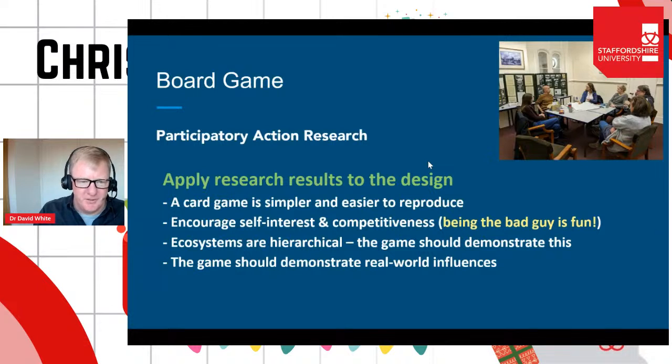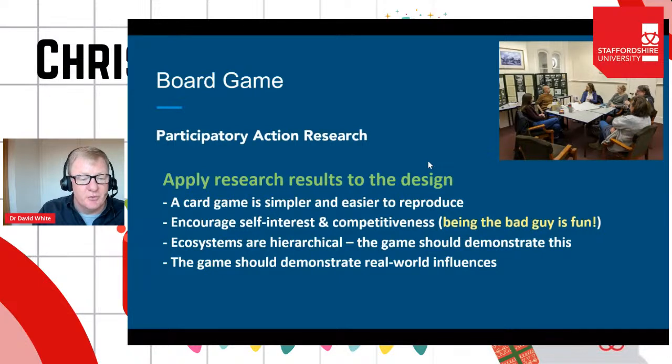But no, everybody said being the bad guy is fun. So if a game can encourage self-interest and competitiveness, that's going to make the game more fun. Obviously, this probably goes against the idea of working together for climate change and reducing pollution. So we thought, how do we be the bad guy, but also have our goal of educating on climate change and building a better future?